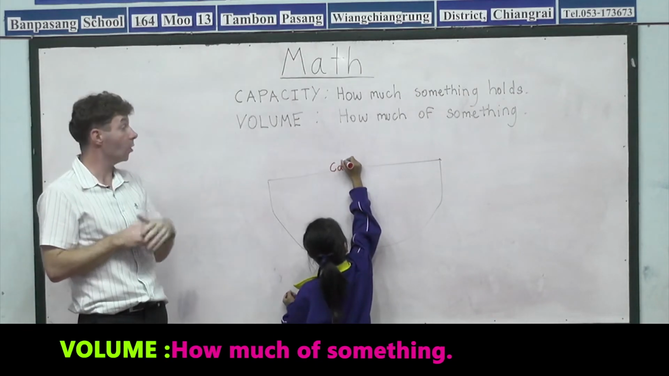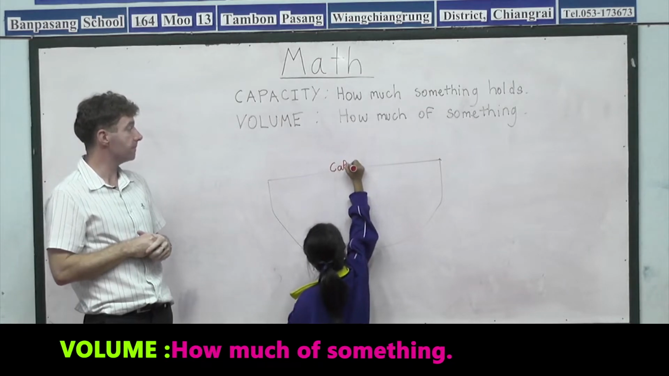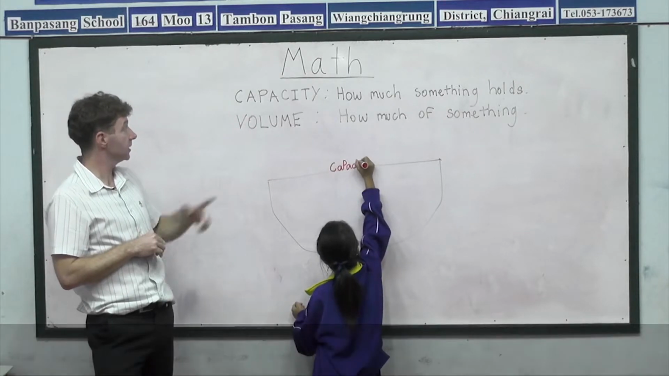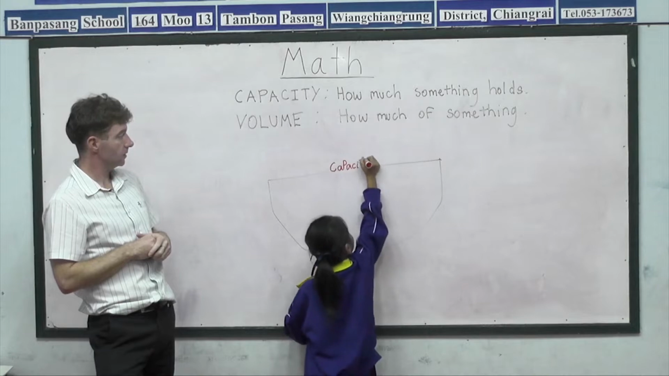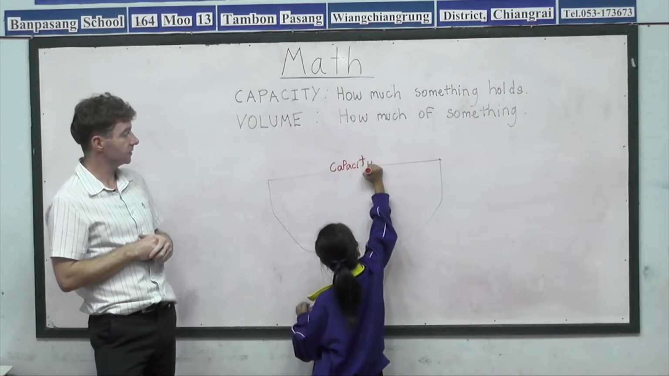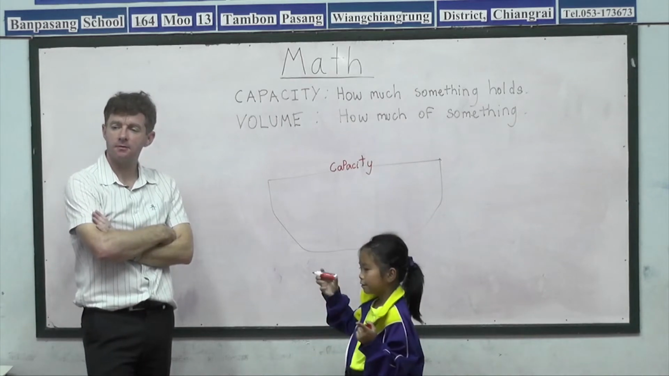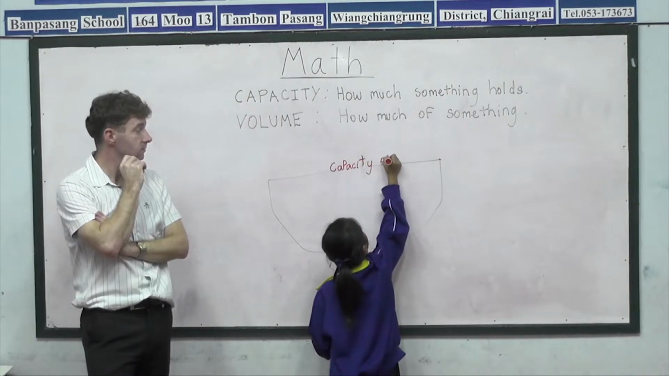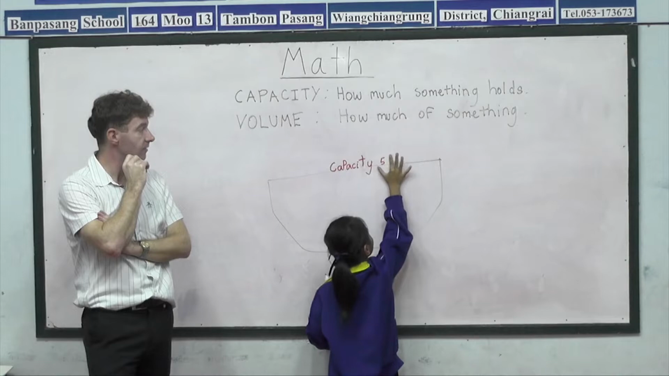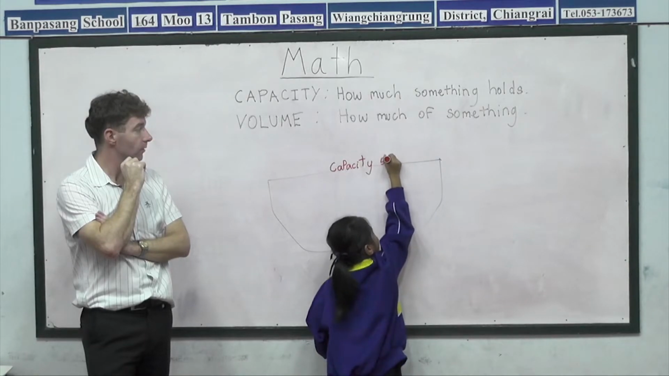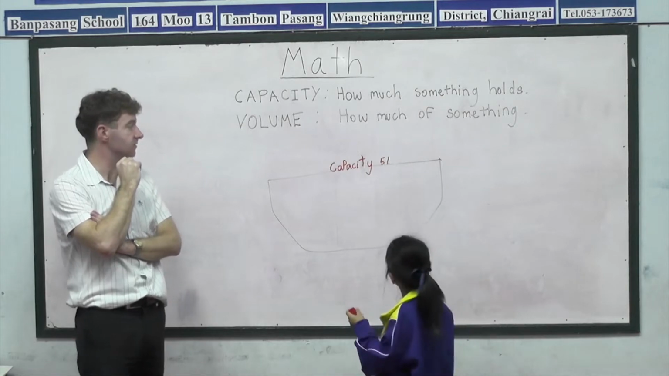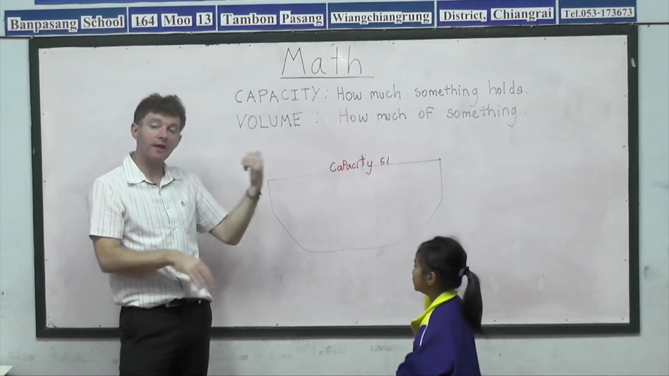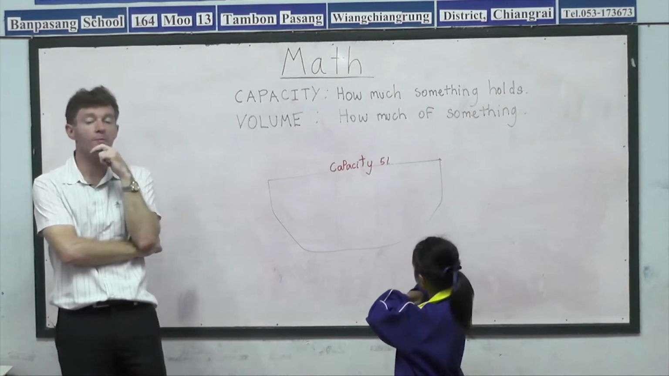At the top, always at the top. Capacity. And how much is the capacity? 5 liters. We'll go with 5 liters. Excellent. 5 liters. Capacity is always where? At the top.